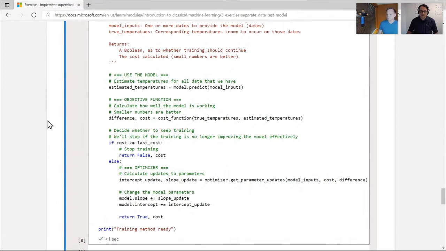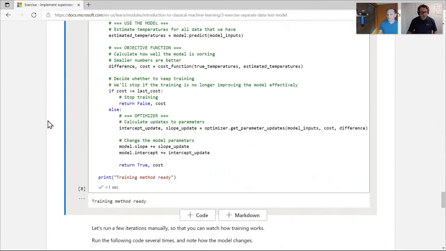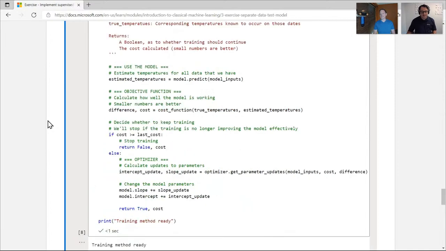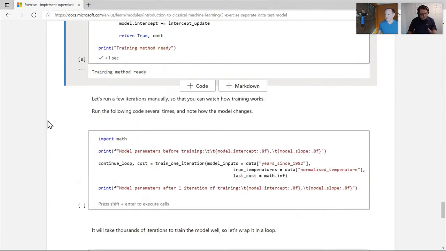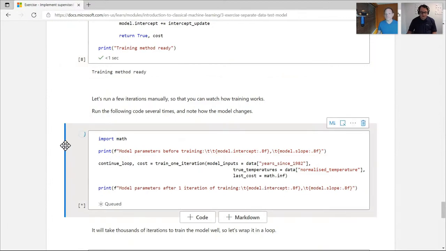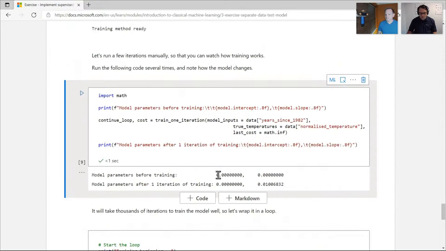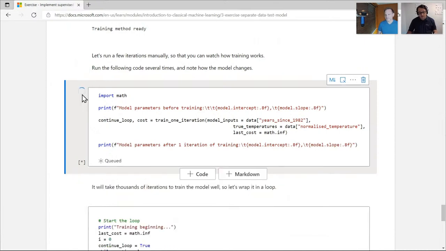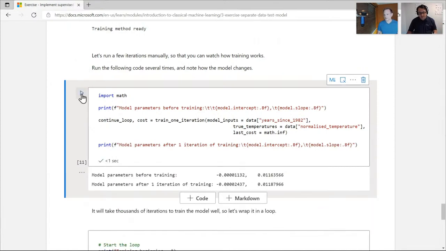Actually, can you scroll down a little bit so we can see the result of the first run? Well, it hasn't actually run it. It's really just defining the method just yet. But you're very close. In fact, the next method here is where we train one iteration based on that model. And once we train it, we'll output the intercept and the slope again. So if I go ahead and run this, we should be able to see the output. This is what it was before, 0, 0, before training. And then after training, we can see that we've adjusted the slope a little. And in fact, if I keep clicking on this particular cell, I can see the value of the parameters change.